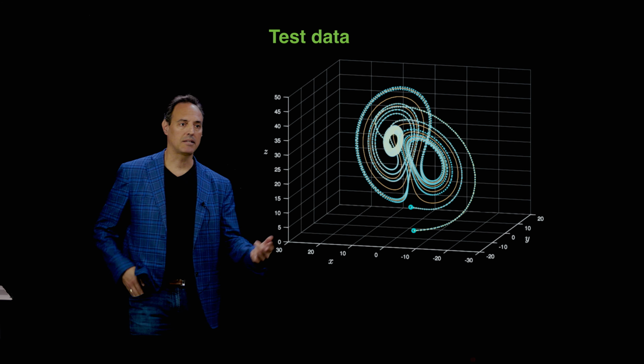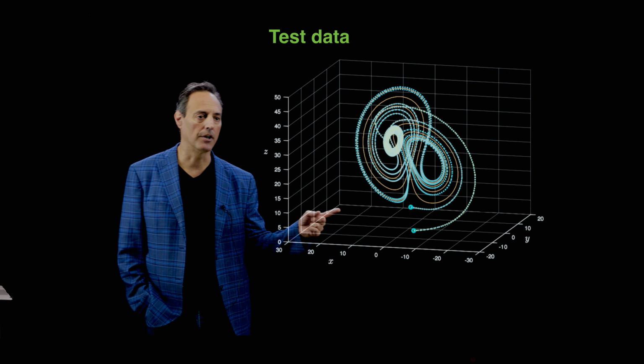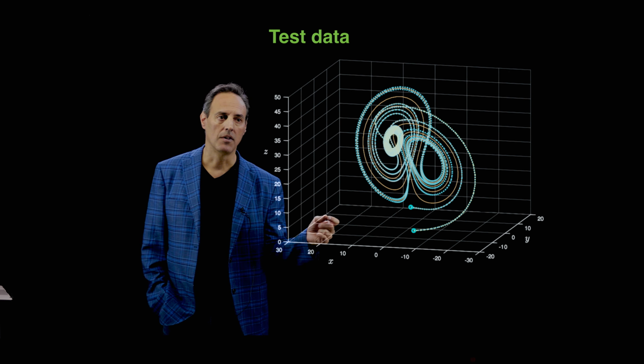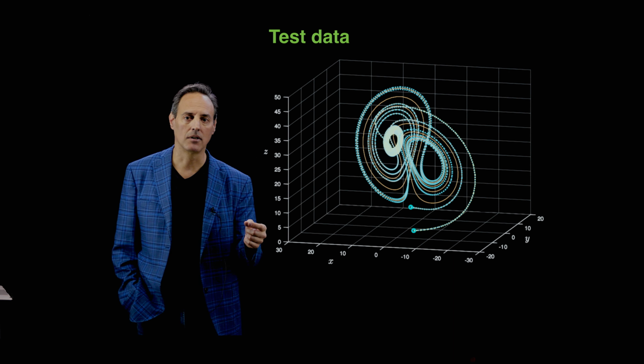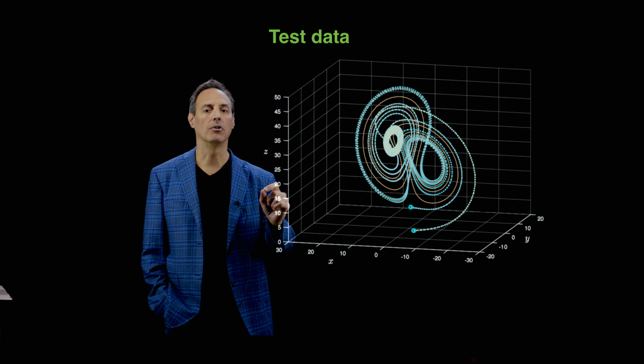After training, I'm going to test it. And here's the test set. So what I'm showing you here, first of all, the dotted lines are the trajectories produced from the neural network.